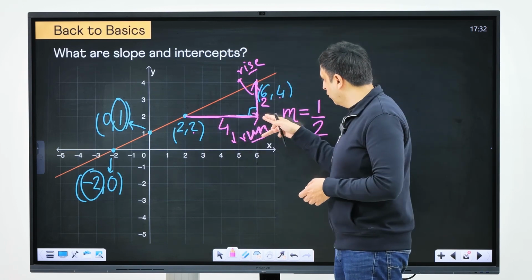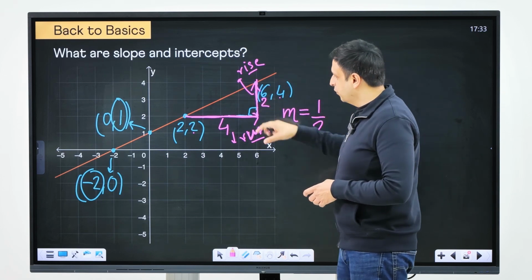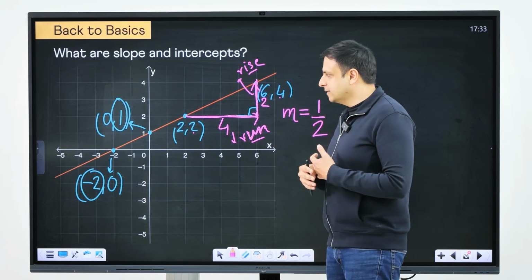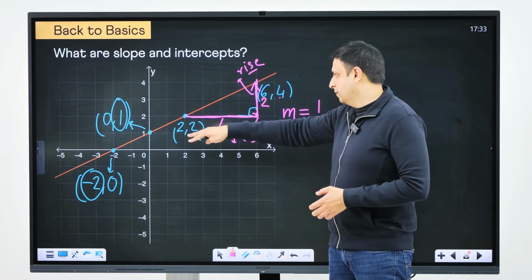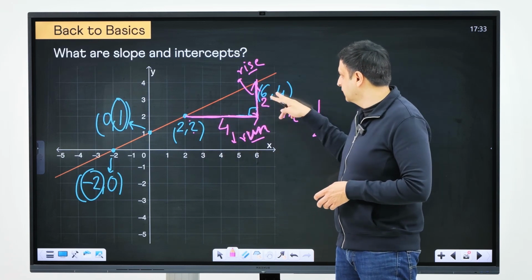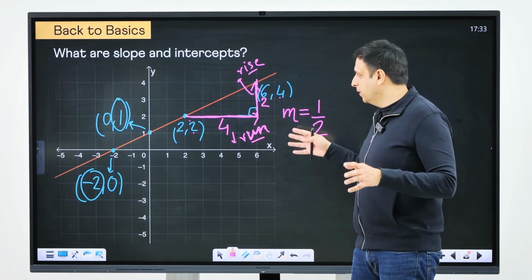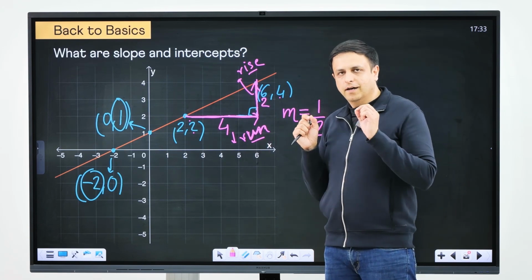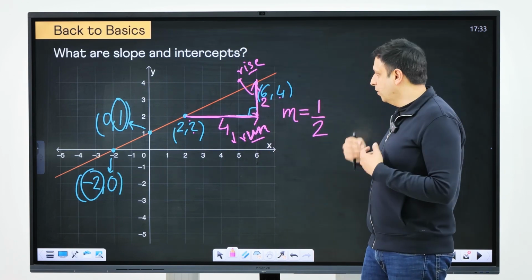For a run of 4, the rise is 2, and now if you take that ratio 2 over 4, you get the slope of the line. So the slope of a line can simply be calculated like this. Take any 2 points on the line. We took these 2 points specifically 2, 2, 6, 4, but it wouldn't have mattered if we took some other pair of points. We can take any 2 points, find the corresponding run and rise, take that ratio, and we get the slope of the line.